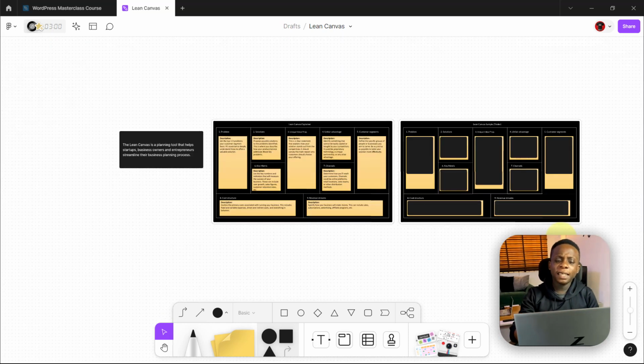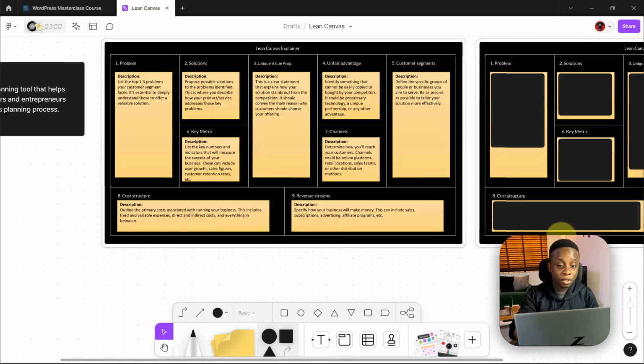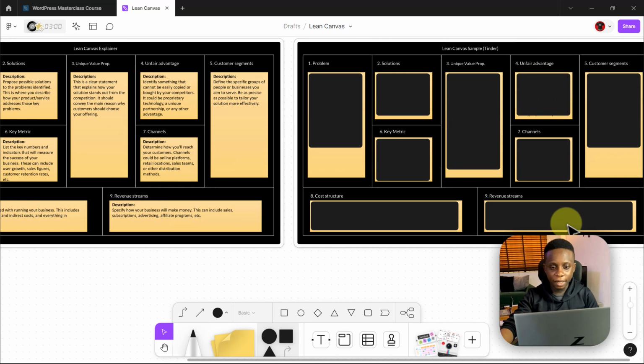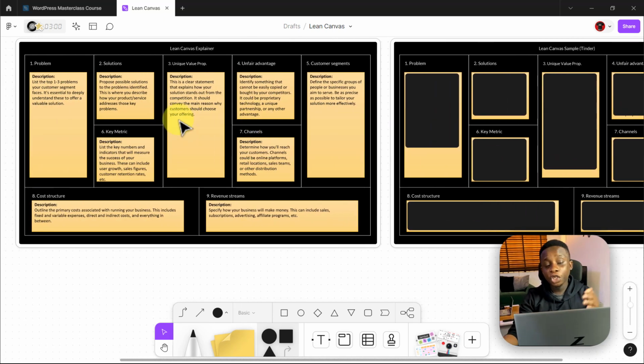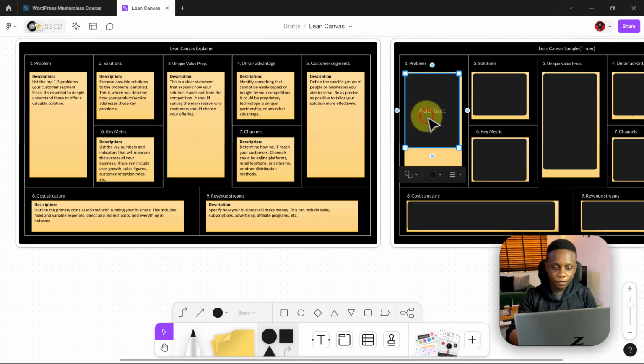Now let's see how Tinder broke this down. This was what Tinder used in the beginning. You can either brainstorm this with your team, or you can use platforms like ChatGPT. But be careful how much information you put there when building your idea, so you don't put in sensitive information.